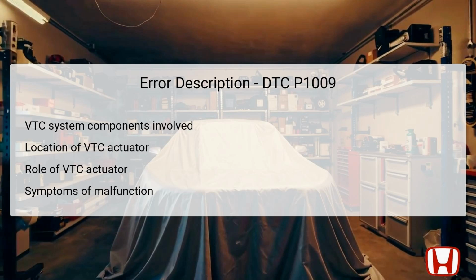The associated VTC oil control solenoid valve regulates oil flow to the actuator, which is essential for its function. If this solenoid or the actuator is faulty, it can prevent the actuator from adjusting timing as required, leading to the activation of DTC P1009. Understanding the placement and role of these components is crucial in diagnosing the issue effectively.